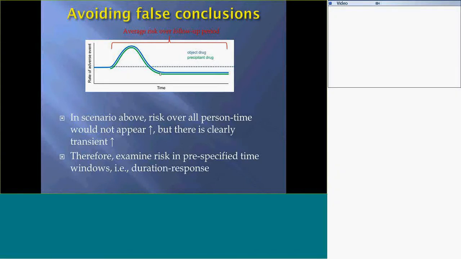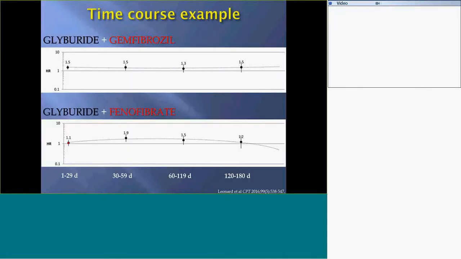Therefore, it's important to examine pre-specified time windows to look at duration response. So still looking overall over some time window if there's an increased risk of hypoglycemia, but also to break that time window down into smaller windows to look for these transient increases and decreases of risk. And here's a time course example. I'll be going through this more in detail next week when I go through this drug-drug interaction in particular.